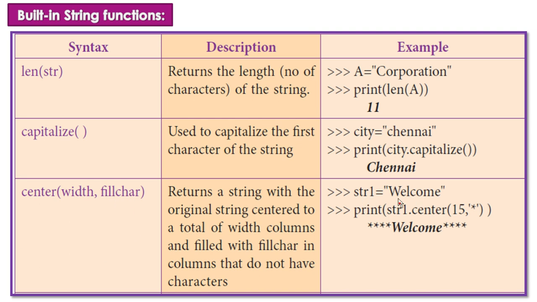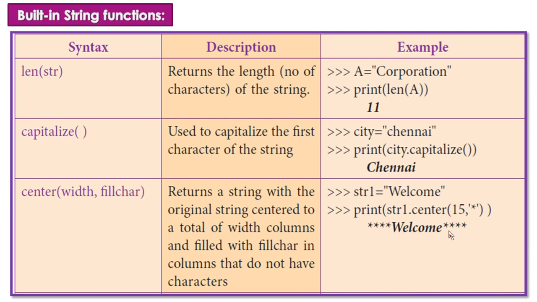Example, str1 equal to welcome, print str1 dot center of 15 comma asterisk. 15 is the total number of characters. For welcome it occupies 7 characters. The remaining characters are filled with asterisk. So totally the number of characters is 15 here.